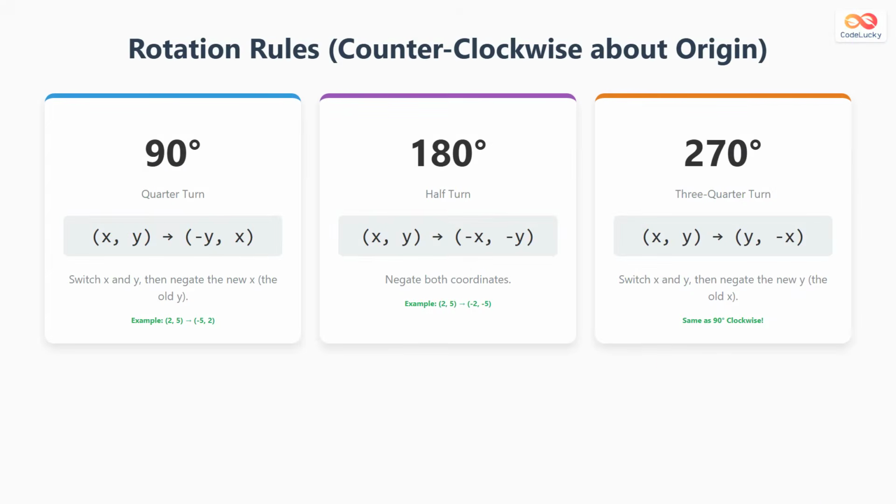Here are the rules for rotating counterclockwise around the origin. A 90-degree turn swaps the coordinates and negates the first one. A 180-degree turn simply negates both coordinates. It is like flipping the signs of your x and y values.